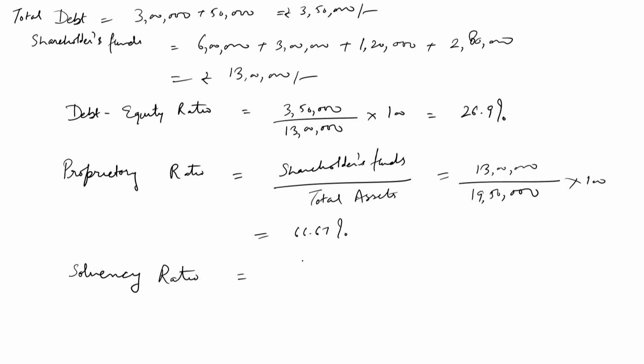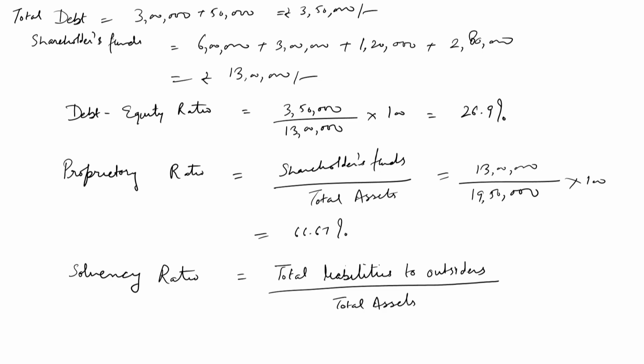Solvency ratio is total liabilities to outsiders in comparison to the total assets. When we compute this ratio, total liabilities to outsiders means everything that is given in the question will be taken into account. That comes to the total of 6,50,000.